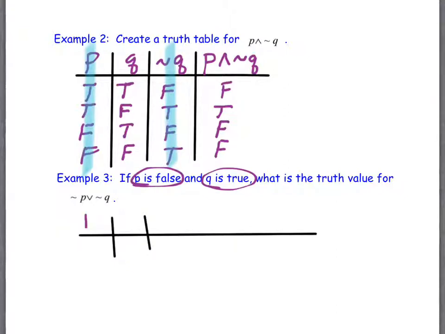So you're going to have a P and a Q, because if P and Q are involved, P and Q get their own column header. But you're also going to need what? Not P. What else? Not Q. And then what? Yeah, the combining of all of it. Not P or not Q.